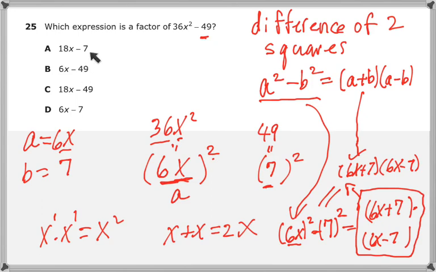18x minus 7 is not one of our factors. 6x minus 49 is not one of our factors. 18x minus 49 is not one of our factors. So we get down here to 6x minus 7, and that's this factor here. It's just wanting us to identify one of our two factors. So answer choice D is the proper choice on this one. Cross out these three and circle your answer choice D. Answer choice D is your best option.